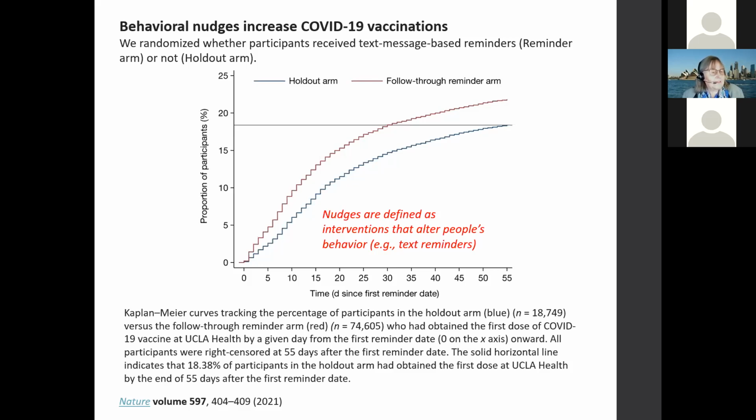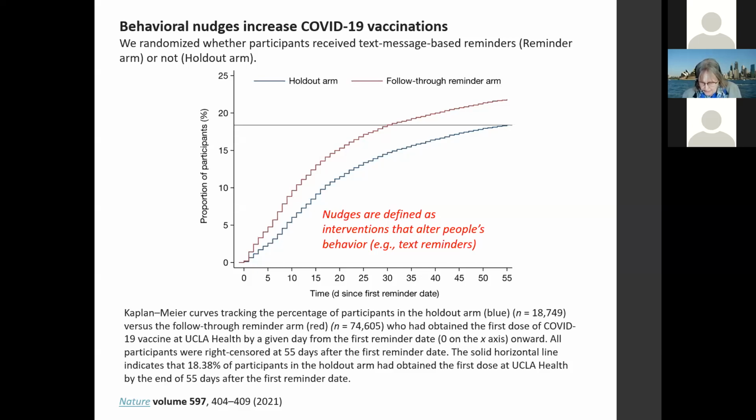So the event in this study is when they get their COVID vaccination. And the people with the nudge, represented by this brown or red line, got it a little bit earlier, and by the end of the follow-up period, about 4 percentage points more people got it compared to those who didn't get the nudge.